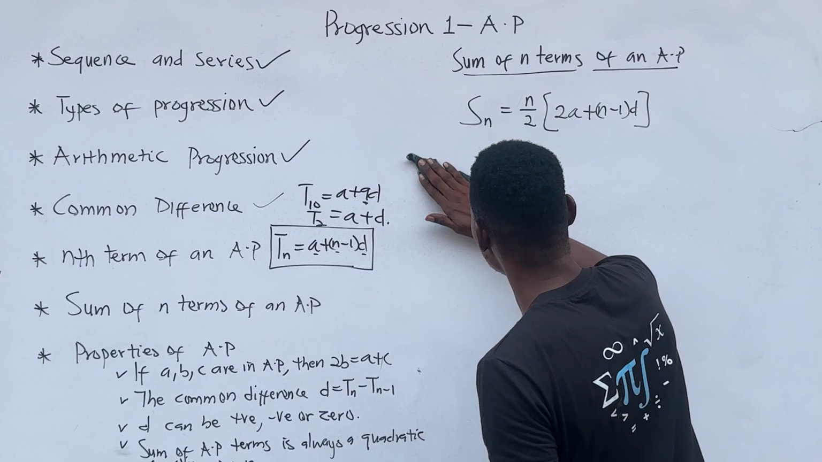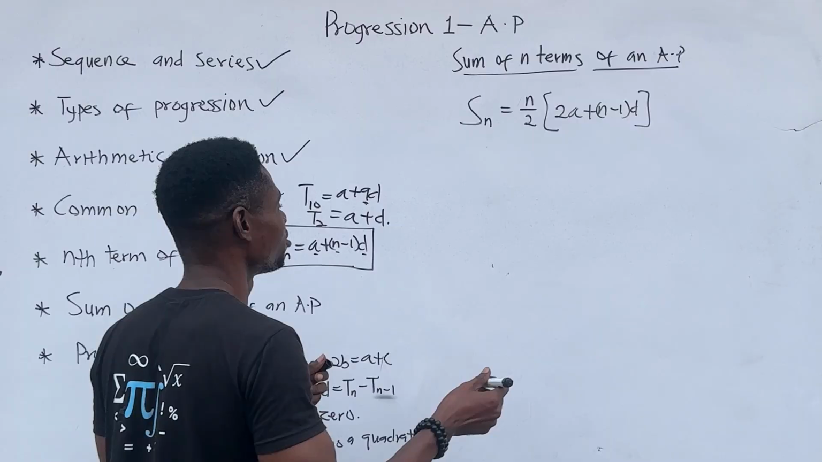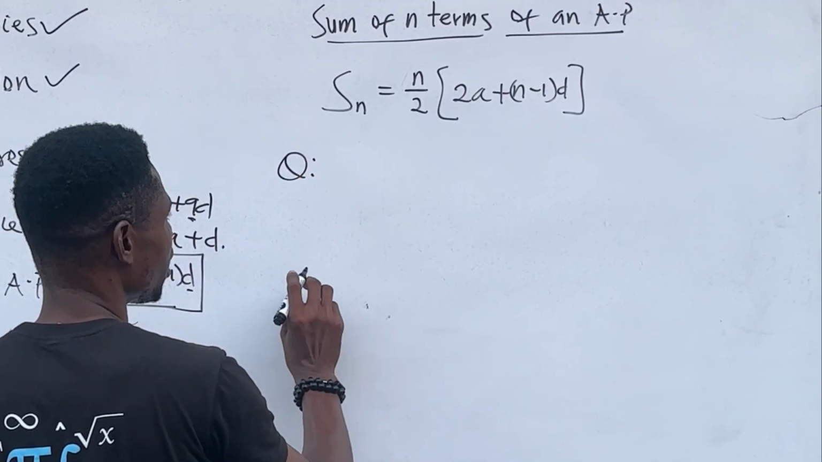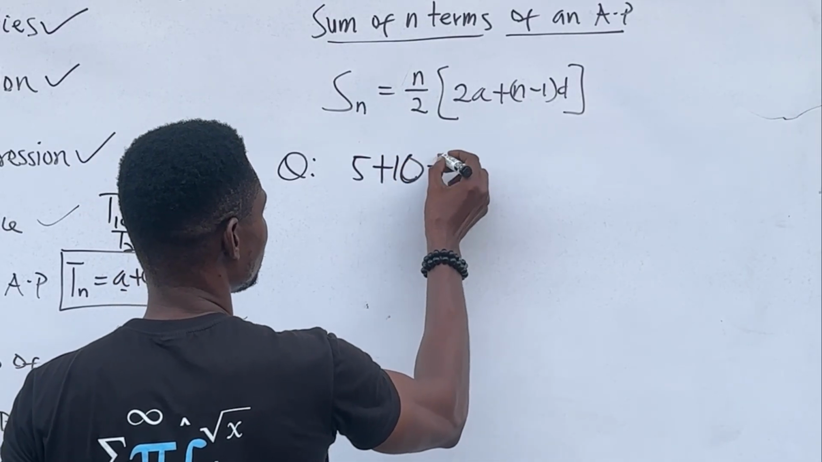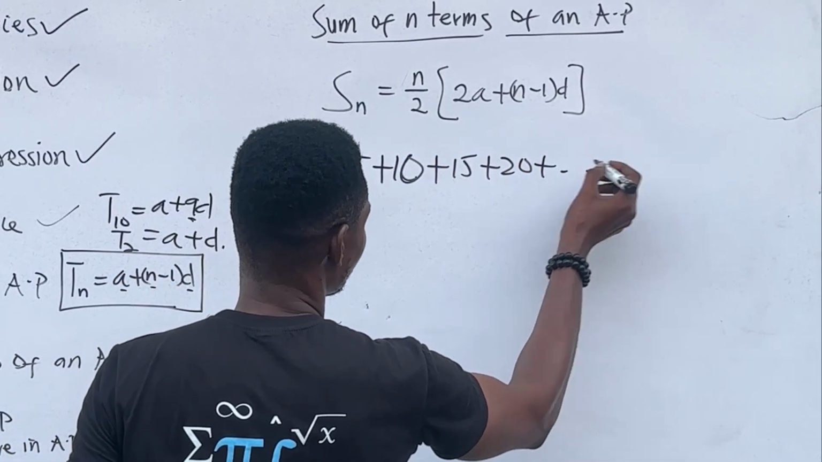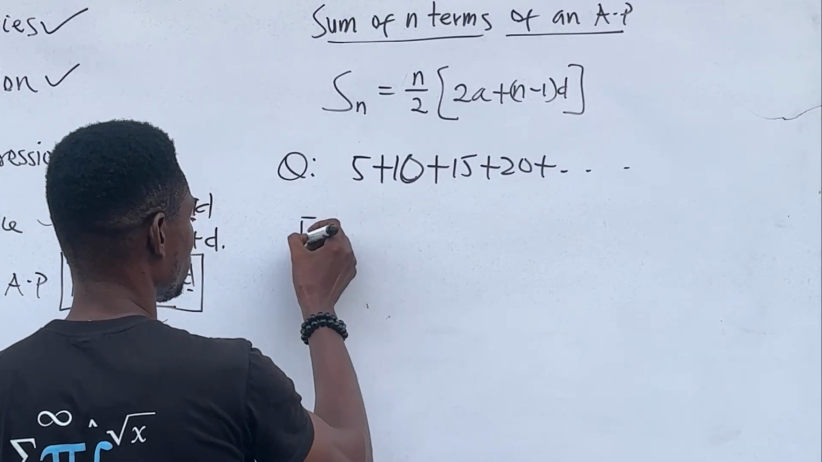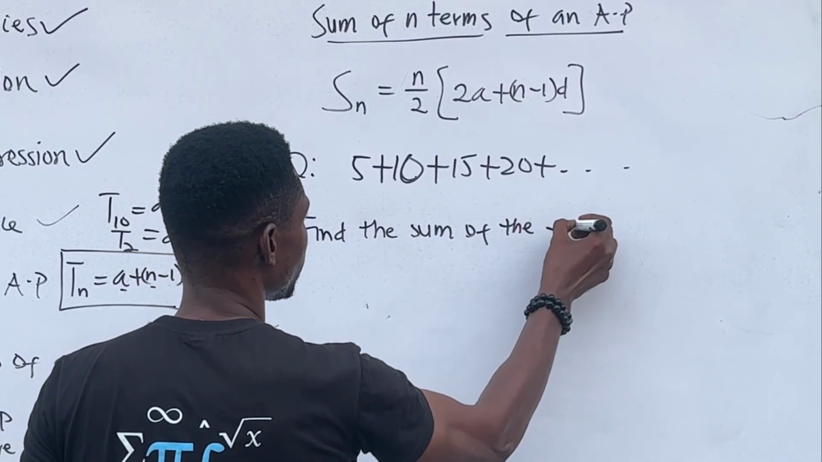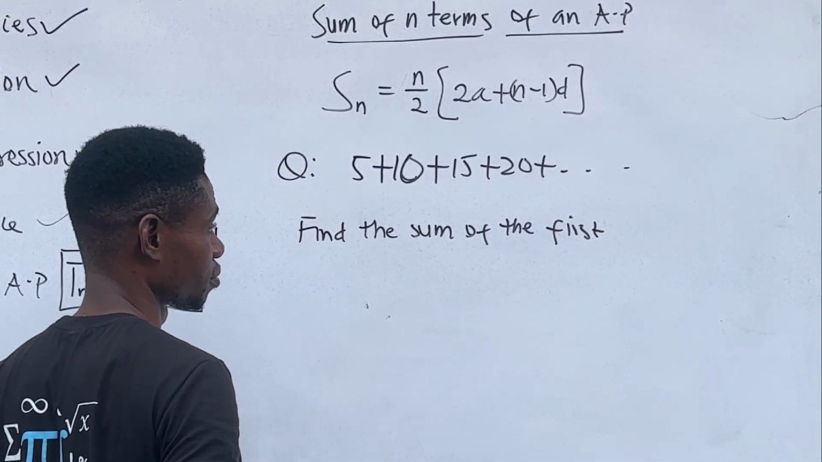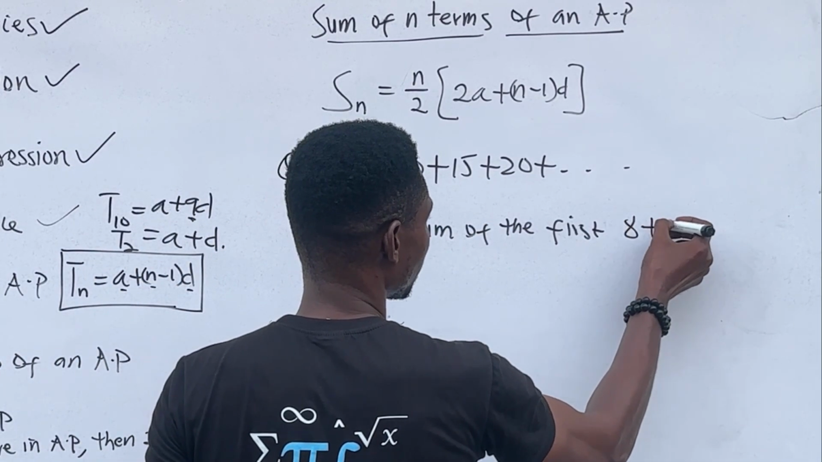Okay, now let's say we have this example. Let's call it a question. Let's say 5 plus 10 plus 15 plus 20 plus. So this is an AP, obviously, and this is a series. Now they say find the sum of the first, this 1, 2, 3, 4, right? Let's say the first 8 terms.